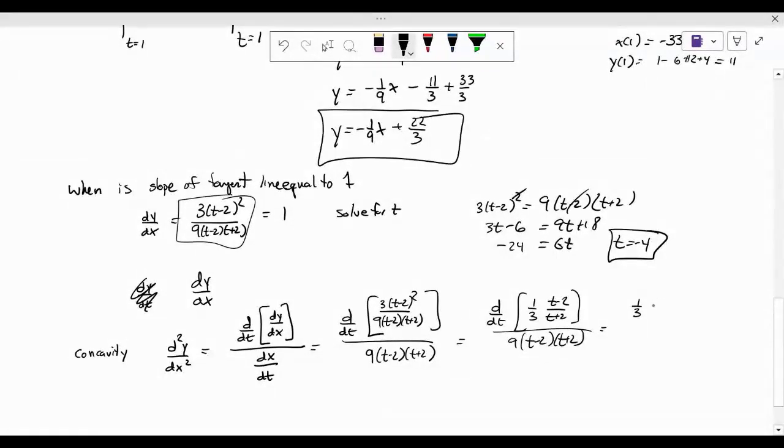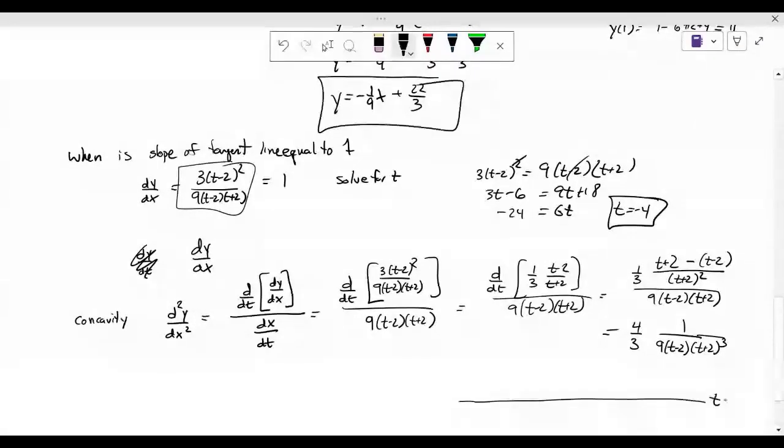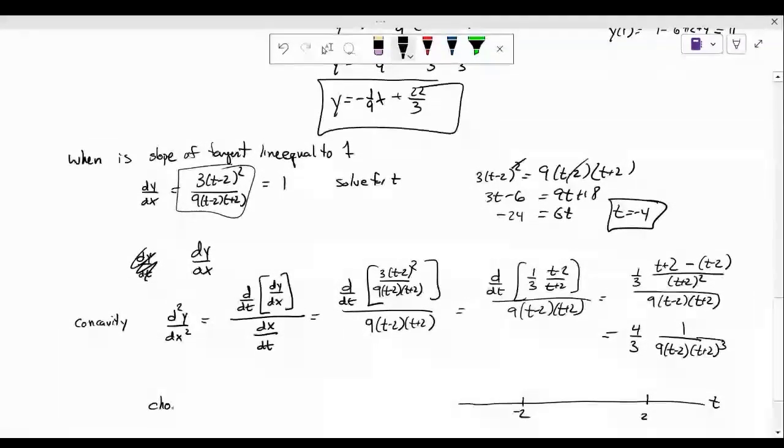All right, looks like a quotient rule going on there on top. So you get 4/3. And you can simplify. All right, so what would be the critical points or the cut points, if you will, for values of t? Well, -2 and 2, that's when the denominator is 0 there. And then you just choose test points. Okay. So you choose test points to test concavity.